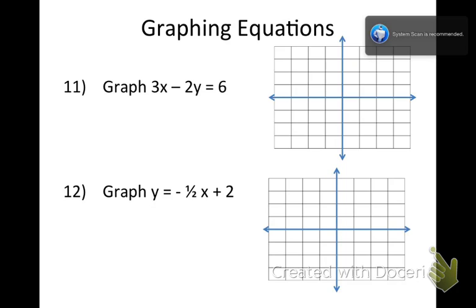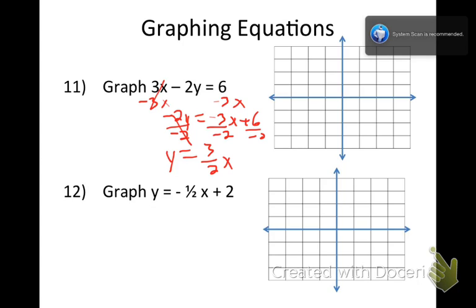All right, so number 11 here. First off, I need to solve for y. So how would I solve for y? Drew, what would I do first? Yep, you would subtract 3x from each side. That gives me negative 2y equals negative 3x plus 6. What would I do next? You would divide by negative 2, so I divide everything by negative 2. That gives me the equation y equals negative 3 over negative 2. Two negatives give me a positive, so I get positive 3 halves x. 6 over negative 2 gets me minus 3.